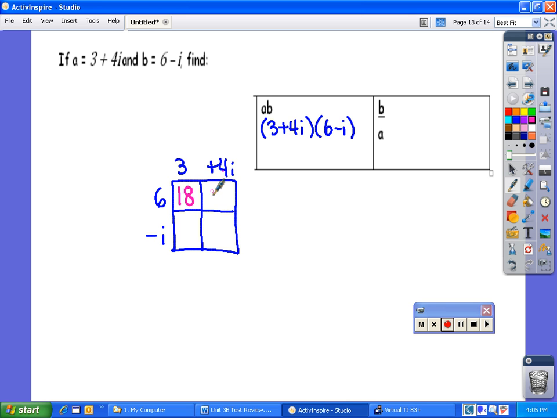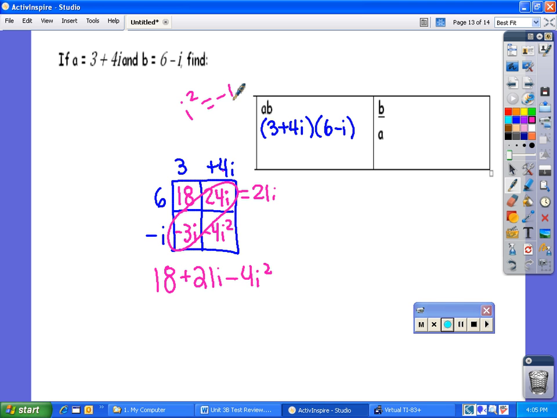4 times 6 is 24 with an i. 3 times negative 1 is negative 3 with an i. And 4 times negative 1 is negative 4. And there are 2 i's, so that's i squared. Combine your like terms. So 24 and negative 3 is 21. So your answer is 18 plus 21i minus 4i squared.